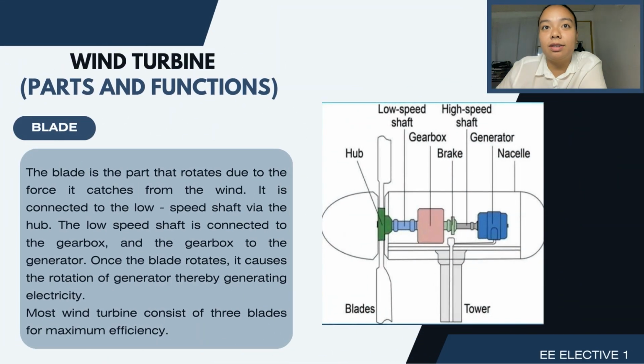Parts and functions. Blade. The blade is the part that rotates due to the force it catches from the wind. It is connected to the low-speed shaft via the hub. The low-speed shaft is connected to the gearbox and the gearbox to the generator. Once the blade rotates, it causes the rotation of the generator, thereby generating electricity. Most wind turbines consist of 3 blades for maximum efficiency.